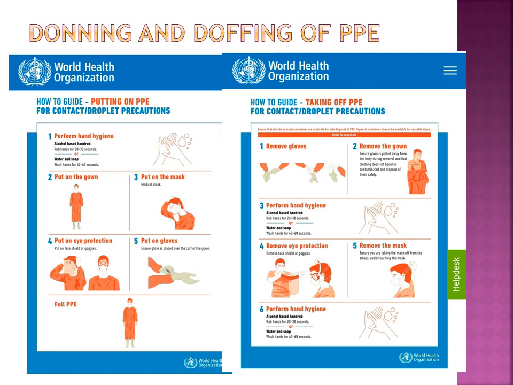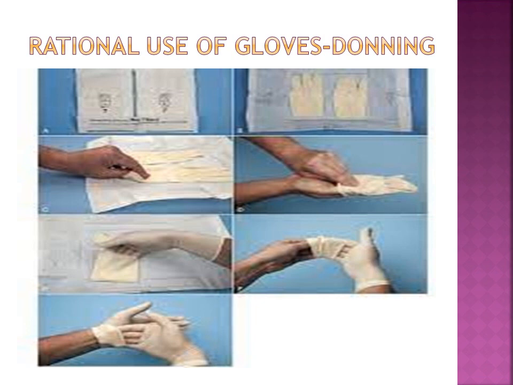So donning the gown: first you have to insert your hands inside the sleeves of the gown, and then pull the gown over your head, and then tie the back at the waist. While doffing, you have to pull the gown forward with both hands, breaking away from the back, neck and waist, then pull it away from the body, and then roll it into a ball, and dispose of it in a disposal bin.